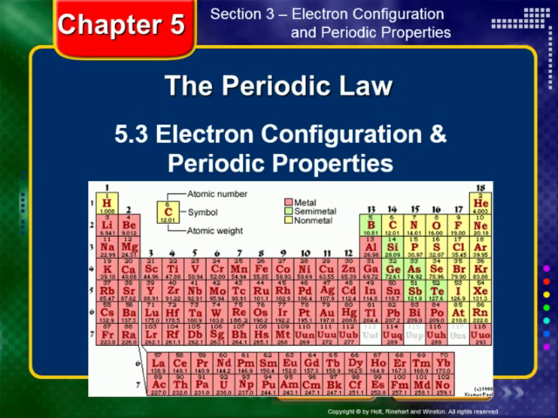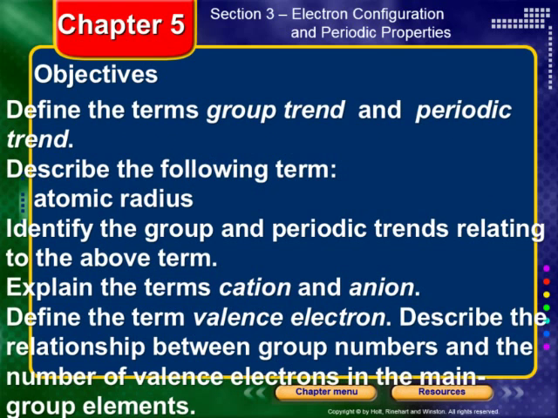All right, chemistry, this is your video lecture for chapter 5, section 3. This is the first part of a two-part lecture. We're going to finish up chapter 5 by talking about electron configuration and periodic properties. Things I want you to be able to do in today's part of the lecture.